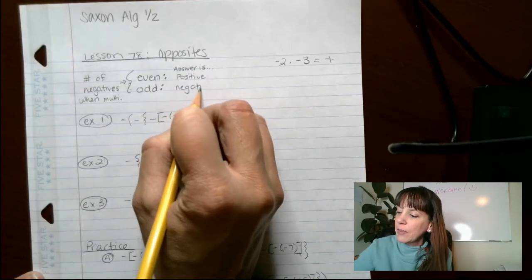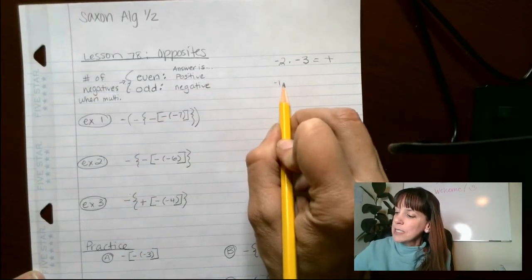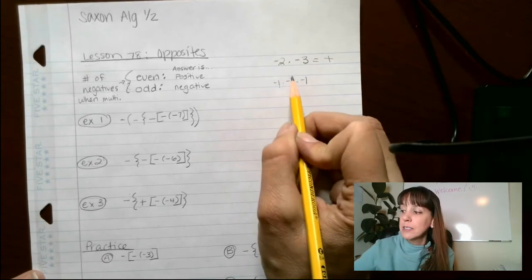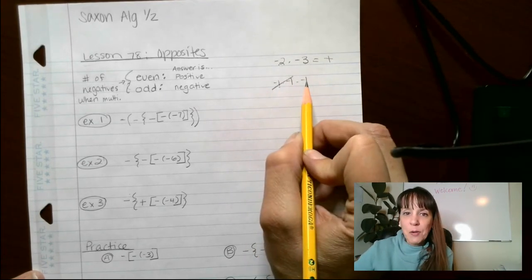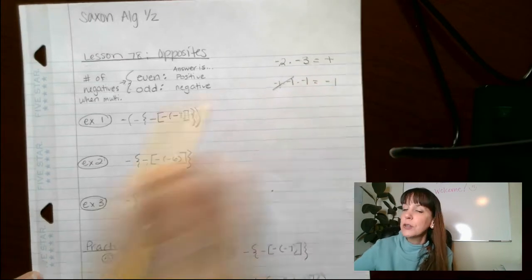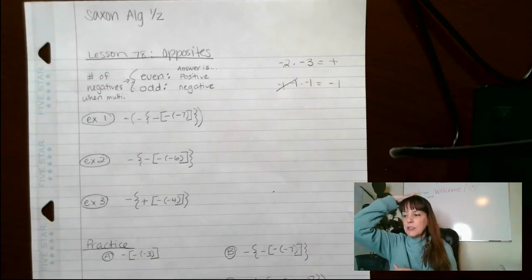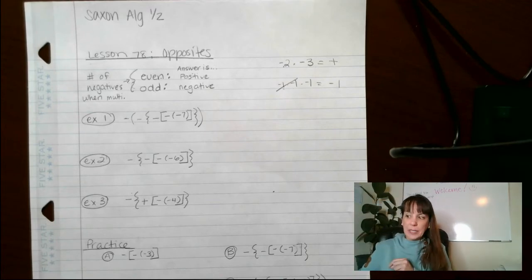Let's show you how that works. -1 times -1 times -1. Well, -1 times -1 is +1, times a -1 is -1. So if there are 3, 5, 7, 9, all that good stuff, the answer is going to be negative. This only applies to multiplication, okay?